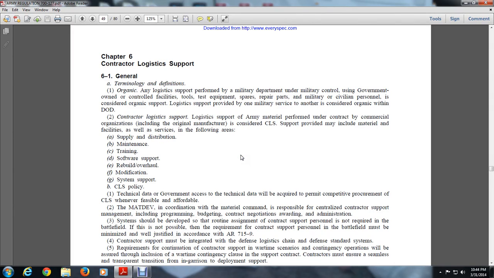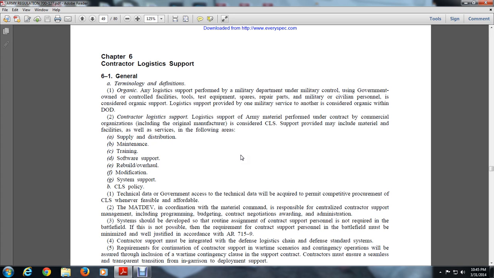Chapter 6, Contractor Logistics Support. 6.1 General Terminology Definition. Organic logistics support is performed by the military department under military control, using government-owned and controlled facilities, tools, test equipment, spares, repair parts, and military and civilian personnel. Logistics support provided by one military service to another, in coordination, is also considered organic within the DoD.